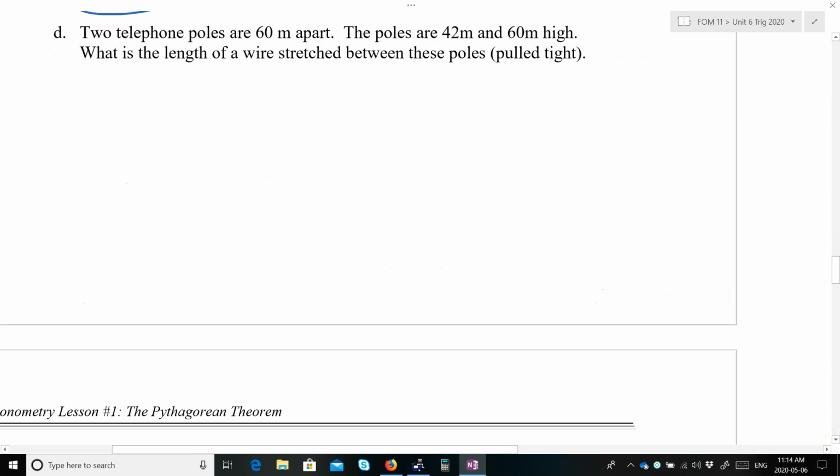All right, letter D, 2 telephone poles are 60 meters apart. The poles are 42 meters and 60 meters high. What is the length of a wire stretched between these poles? Pulled tight. Okay.